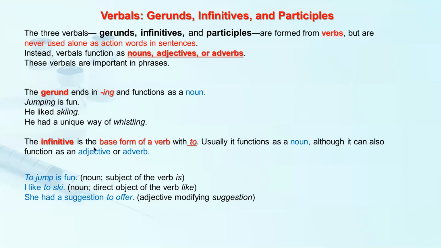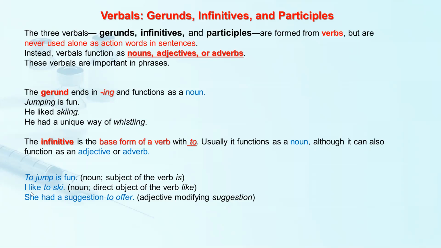The infinitive is the base form of a verb with to. Usually it functions as a noun, although it can also function as an adjective or adverb. For example, to jump is fun. Here, to jump is in the place of the subject. To jump is the subject, a noun, is is the verb, and fun is an adjective.